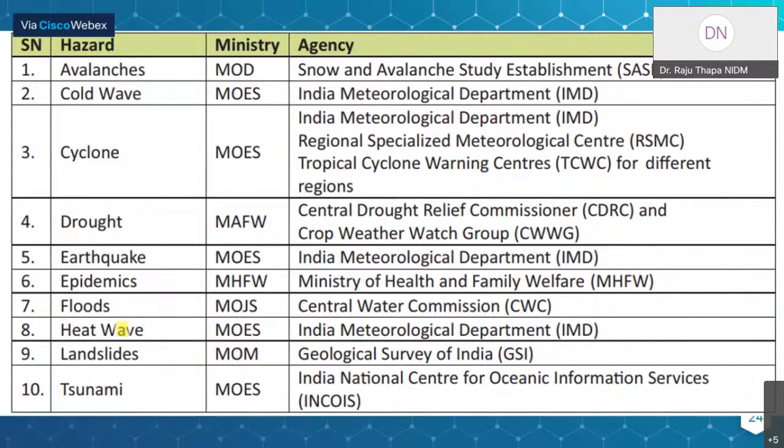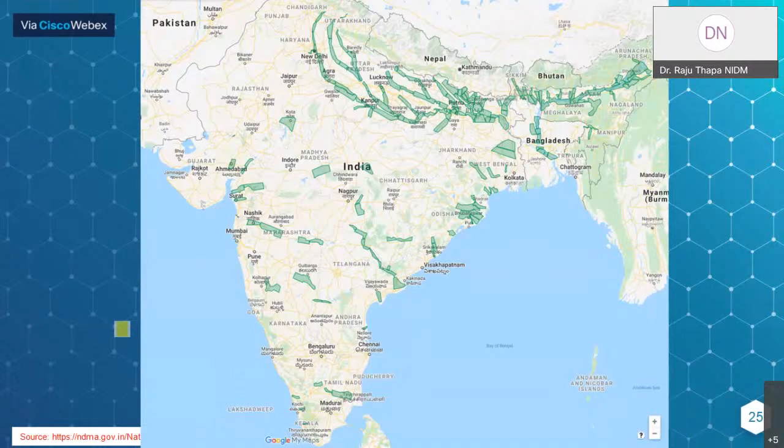Different ministries look after different hazards, and there are different agencies that have been given the responsibility to monitor, forecast, and give warnings for various disasters. Here I would like to mention that the Central Water Commission and Google have been working together to provide early warning, particularly for floods. This is a map where Google is currently providing flood early warning in India. See, this is the area.